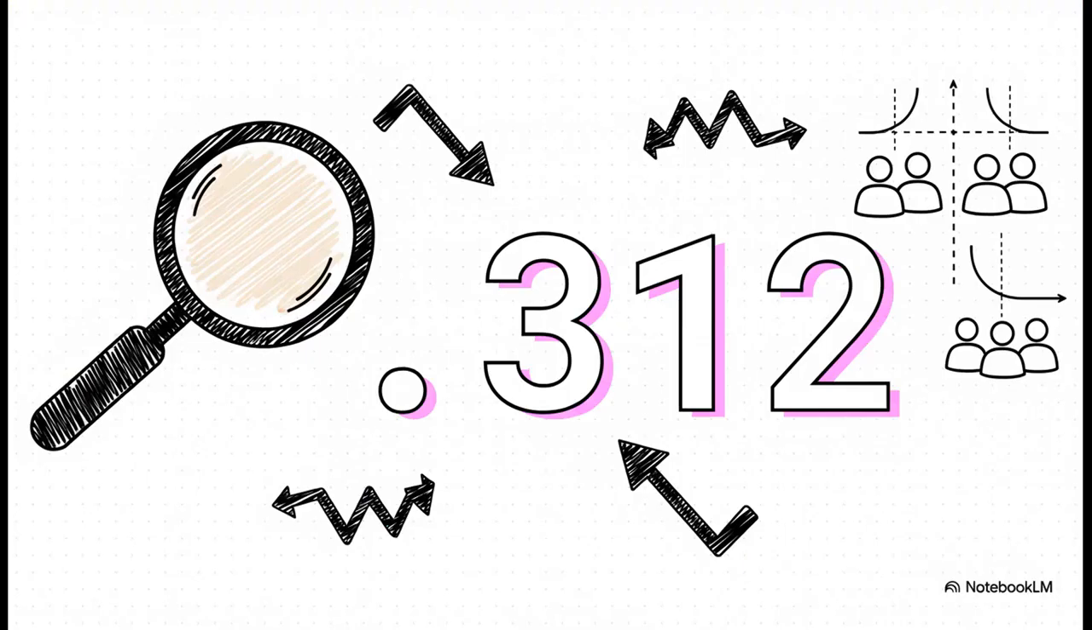And here it is. This is the single most important clue from our test, the p-value. In our case, it's 0.312. So what does that mean? Well, this number tells us the probability of seeing a difference this big just by pure random chance if there was no real effect. Think of it as the fluke factor.